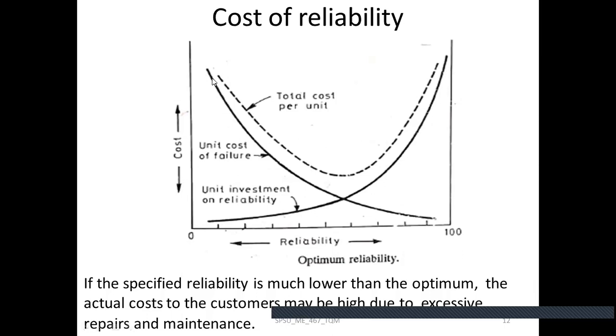Now this curve shows the unit cost of the failure. If the reliability increases, the unit cost of the failure will decrease. And this curve shows the total cost per unit, the resultant curve of both curves. If the specified reliability is much lower than the optimum, the actual cost to the customer may be high due to excessive repairs and maintenance.